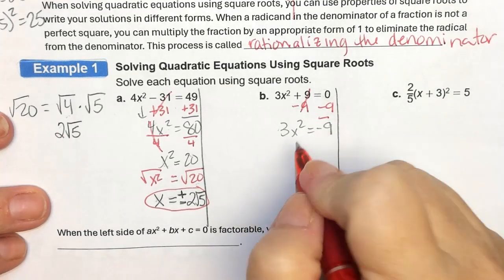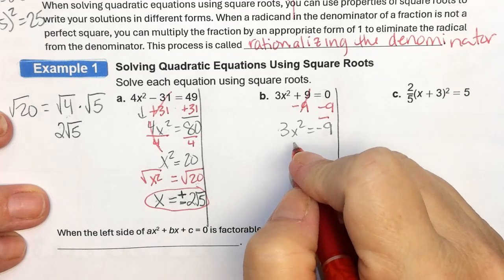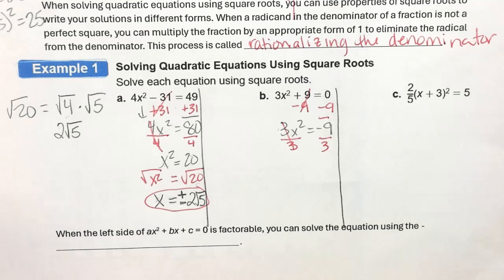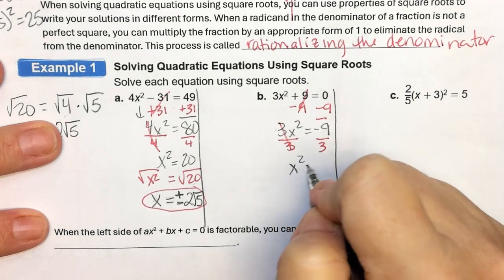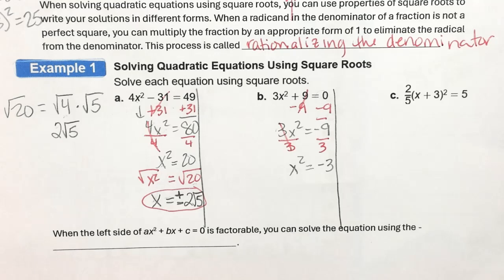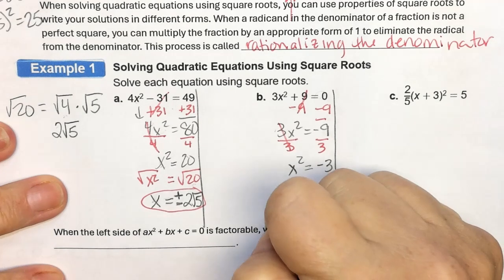And then we're going to divide each side by 3. And we get x squared equals negative 3. So let me ask you a question. Is there any number that you could multiply to itself and get a negative number? That would be no. So in this case, there's no real solution.